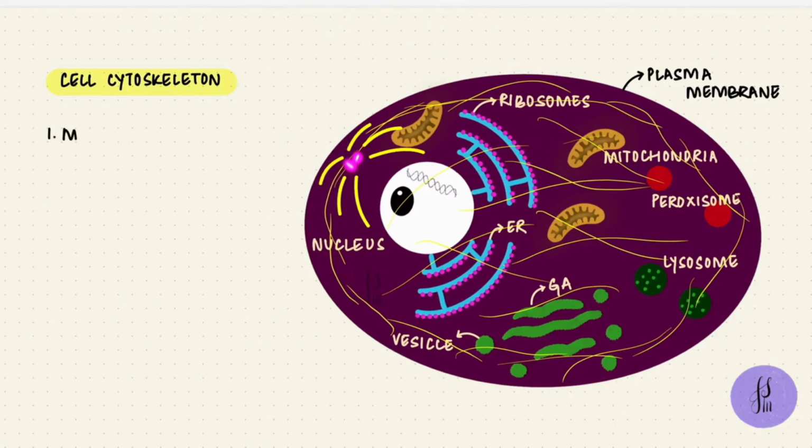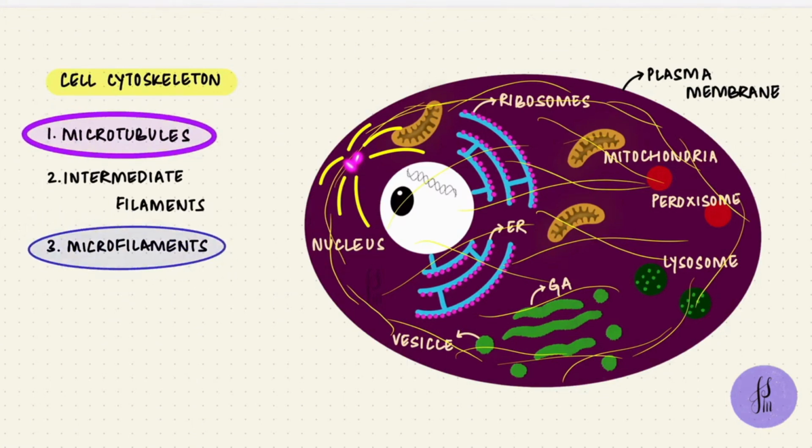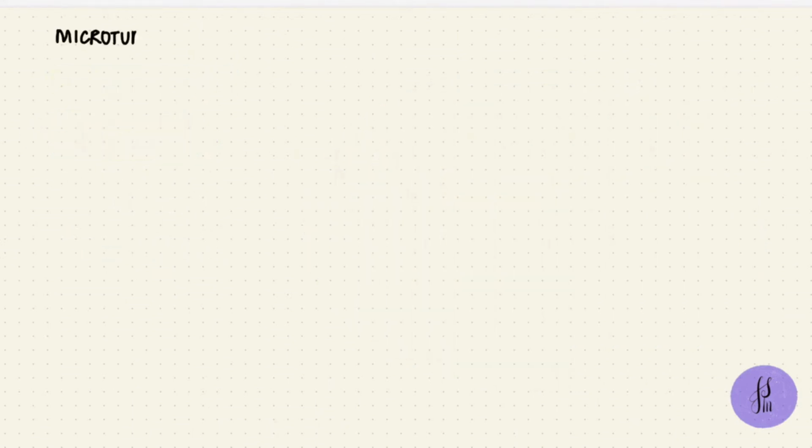There are three important groups of them. There are microtubules, intermediate filaments, and microfilaments. Microtubules have the largest diameter, and microfilaments have the smallest. In this video, we're going to take a look at microtubules, and in part 2, we'll look at the other two. With a diameter of around 25 nanometers, these are the largest cytoskeletal structures.